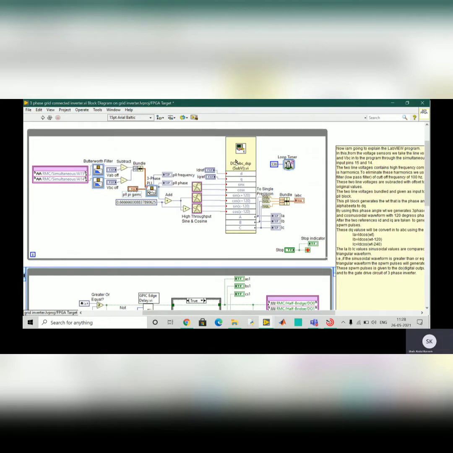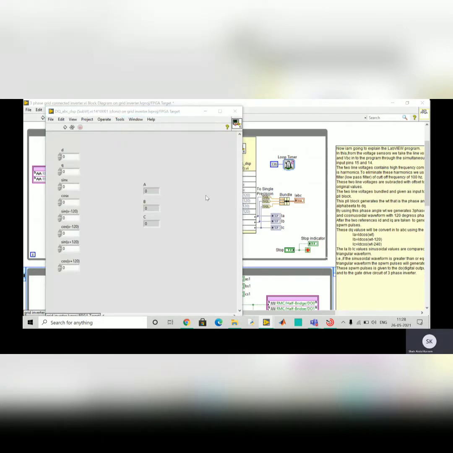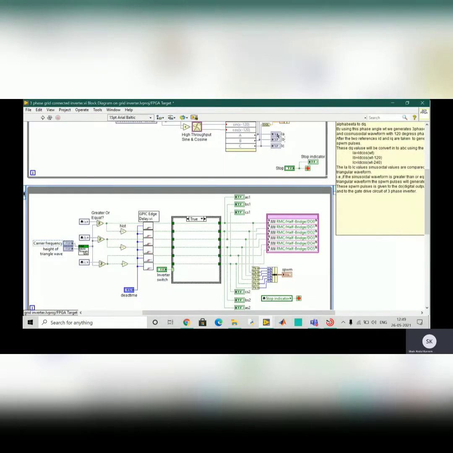So this DQ to ABC conversion block will give the outputs of IA, IB and IC, where IA is equal to ID cos of omega t, IB is equal to ID cos of omega t minus 120, and IC is equal to ID cos of omega t minus 240. And this block internally consists of the logic for the conversion of DQ to ABC. The outputs IA, IB and IC are sinusoidal waveforms with 120 degrees displacement.